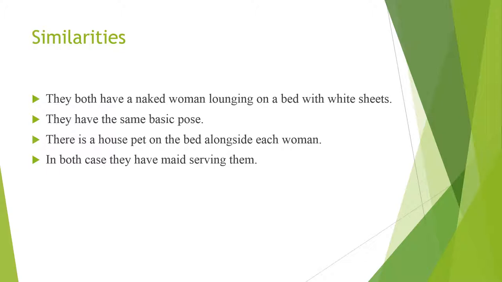As a similarity, we found that in both cases they used naked women lounging on a bed with white sheets. As you can see, both of them have those characters. They have the same basic pose, because you can see them sitting and holding their genital pads. There is a pet on the bed alongside each woman: for Titian's Venus of Urbino, we found that it's a dog. On the other side, it's a cat. These two things have different symbolism, because the dog shows love and fidelity, while the cat shows immorality.